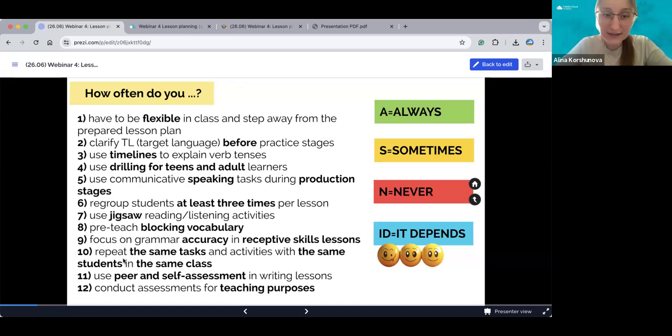Question number 10. How often do you repeat the same tasks and or activities with the same students in the same class? So let's imagine you have a final task like a role play. Would you repeat it again under some circumstances or not? And how often do you do that?